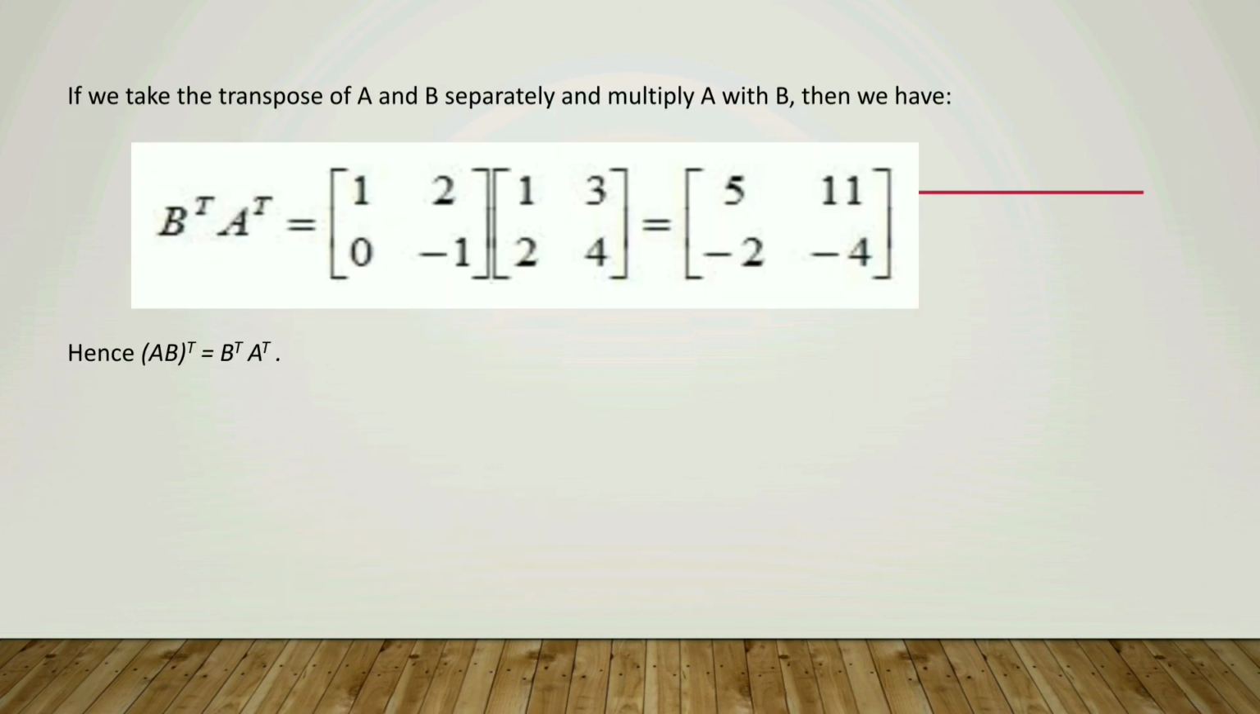If we take the transpose of A and B separately and multiply, then we have B transpose into A transpose equals [5, 11; -2, -4].